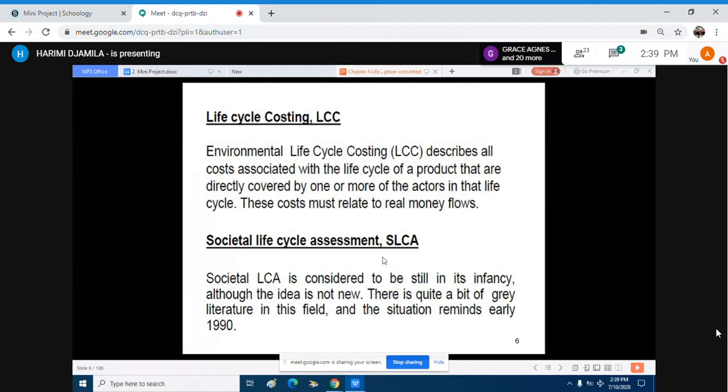The third part is societal life cycle assessment, which is the social aspect of life cycle assessment. It is not the most complicated, but there is little information available about it because it's quite recent. It started in the early 1990s. But it's good to know general information about it.